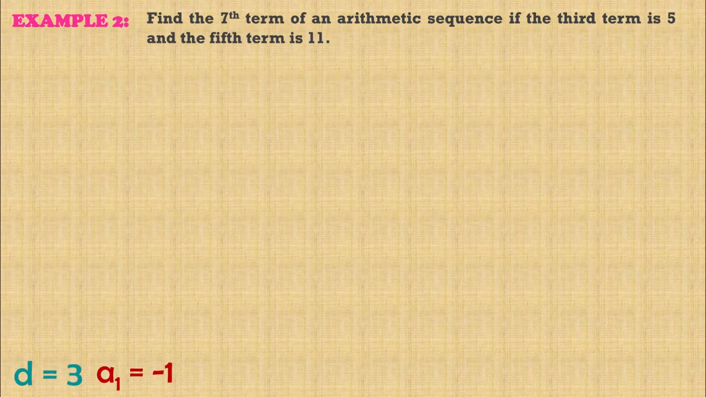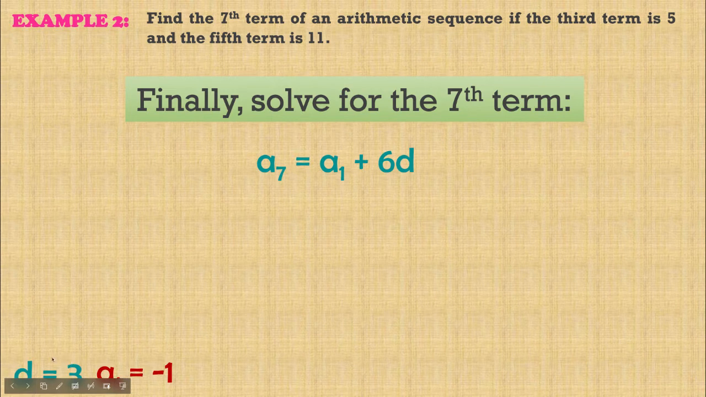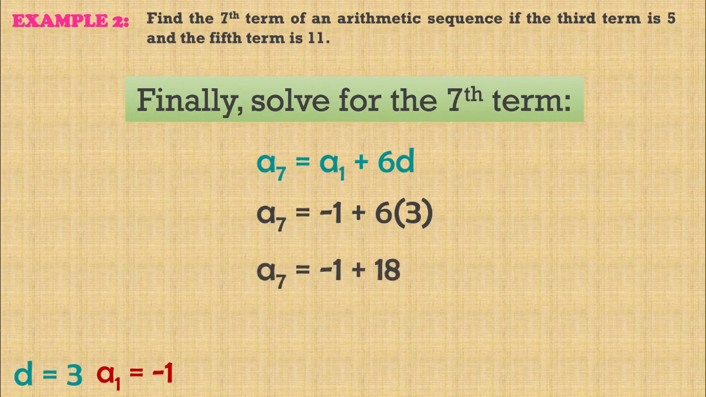Now finally, we can now solve for the seventh term. And we can use this formula, a sub 7 equals a sub 1 plus 6d. Now notice that we have the value for d and a sub 1 already. So substitute those values. We have a sub 7 equals negative 1 plus 6 times 3. So that will give us 17. So therefore, the seventh term of this arithmetic sequence is 17.